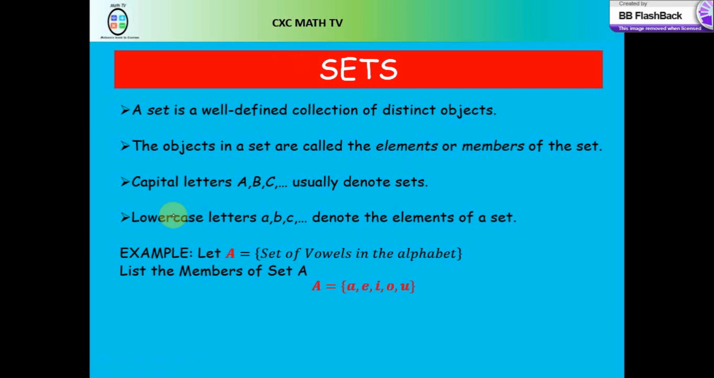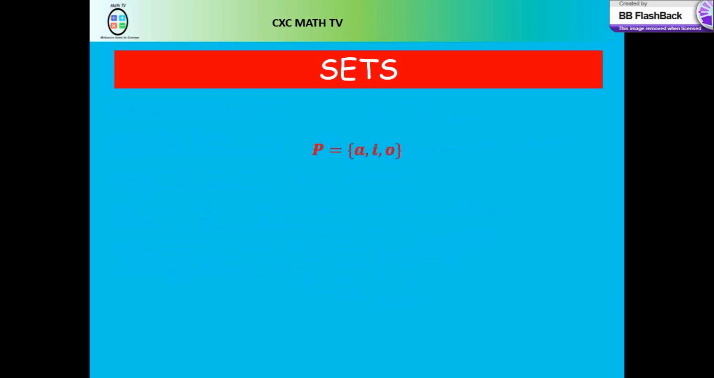All right, so just scroll down to the bottom. For example, let capital A be equal to the set of vowels in the alphabet. Now, the elements or the members would be A, E, I, O, U, because those are the vowels in the alphabet. So this A is the set that contains all the vowels. A, E, I, O, U, these are the elements of the set A. And that's the definition of a set.